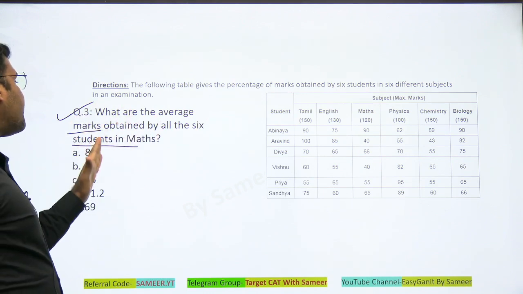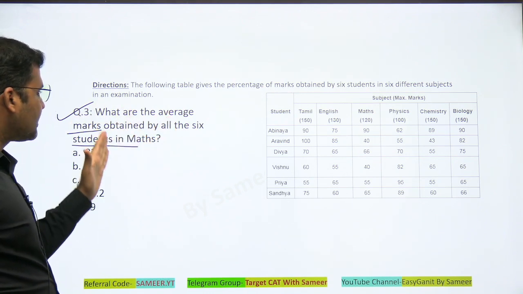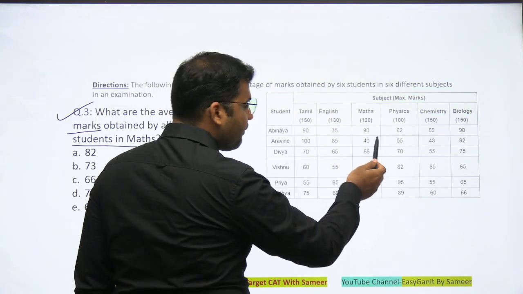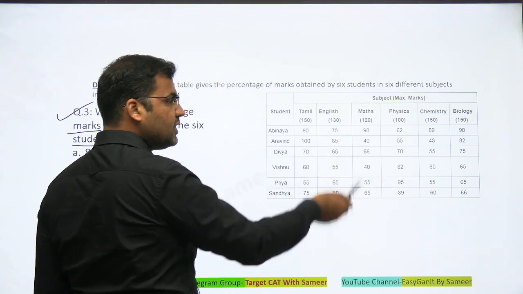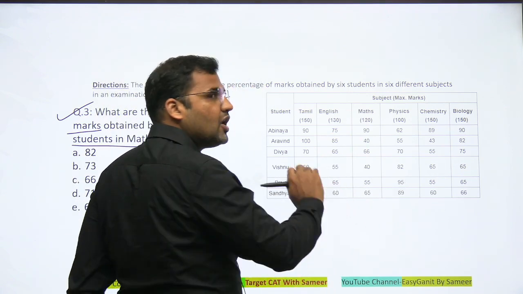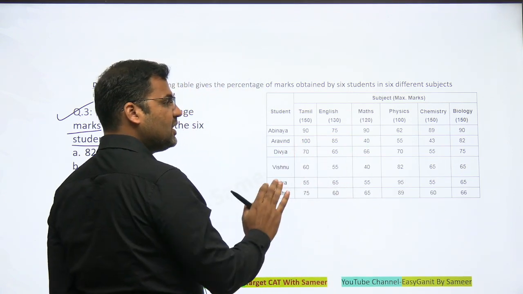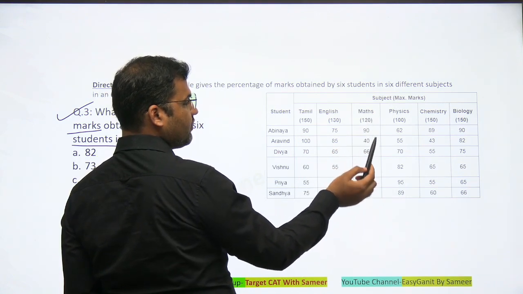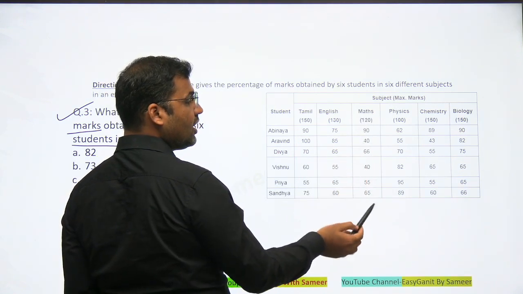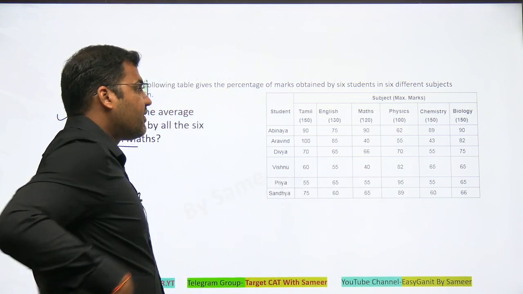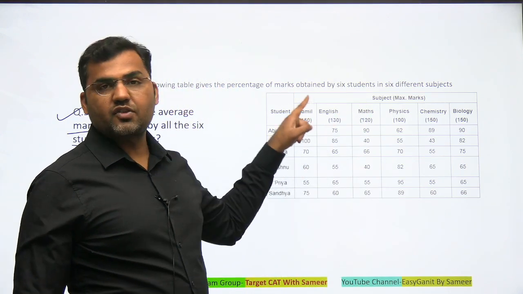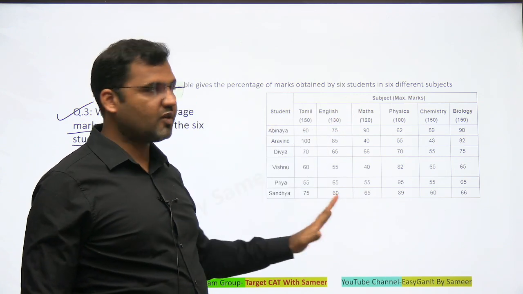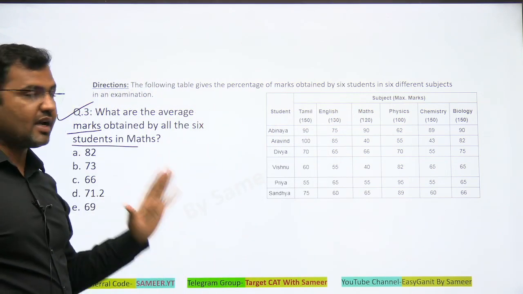What are the average marks obtained by all the 6 students in maths? Okay, so in maths, I want to find out the average marks of all of these 6 students. So what do I need to do? Normally, what you people must be thinking, let's find out 90% of Abhinay, 40% of Arvind, 66% of Divya, and so on, and then average it out over the total marks of maths for all 6, which will be 720. 120 for each student, total will be 720. So this is how you're finding the average.